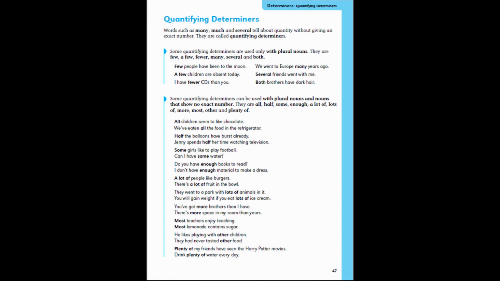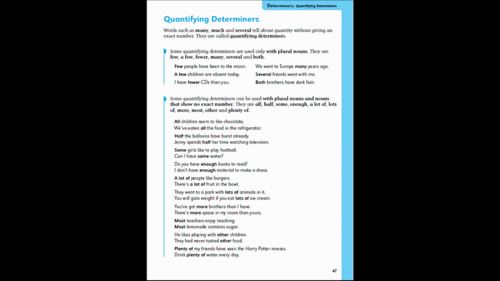So the second example is, some quantified determiners can be used with plural nouns and nouns that show no exact number. They are all, half, some, enough, a lot of, lots, lots of, more, most, other, and plenty of. Now, these are a lot of examples. I'm not going to read out all of them, so you have to go through the rest. I'll go through a few.